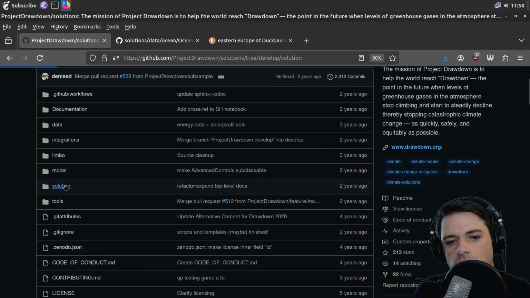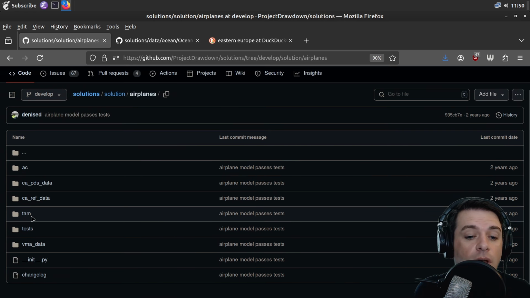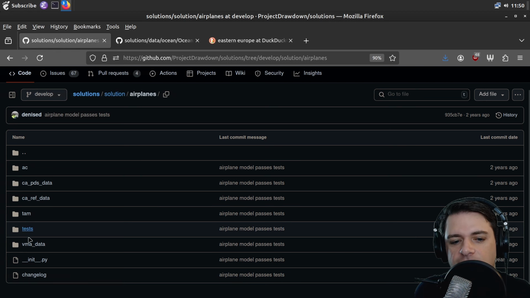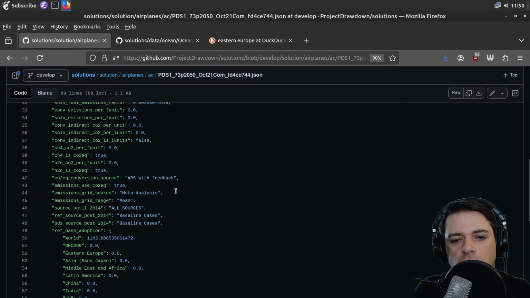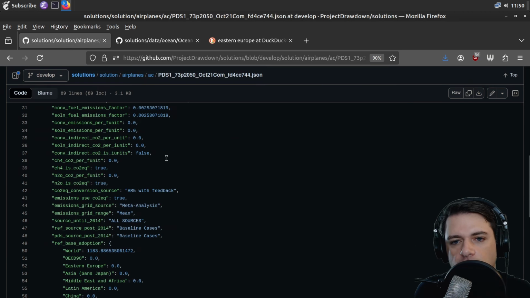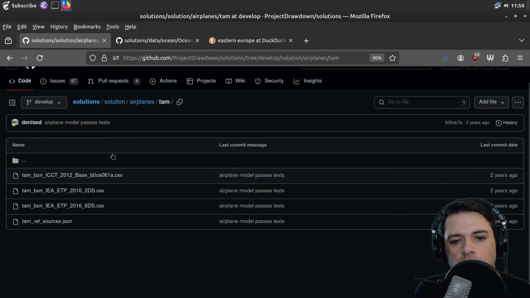Solution. Let's look at solution. Airplanes. Yeah, why not airplanes? I don't know what any of these are. TAM tests, VMA data, AC, and these are like JSON files. So this is mostly data, it looks like. Let's see if there's anything in the airplanes directory that's not a data file. CSV, CSV, CSV.